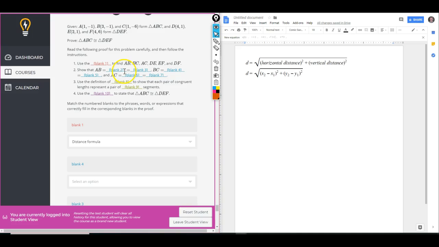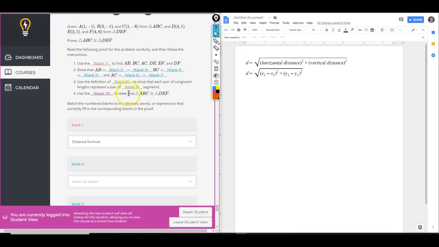Show that AB equals blank, which equals blank, and BC equals blank, which equals blank, and AC equals blank, which equals blank. Okay, those are a lot of blanks, so I guess we'll figure out what's going on there. Use the definition of blank to show that each pair of congruent lengths represents a pair of blank segments. Use the blank to state that triangle ABC is congruent to triangle DEF.